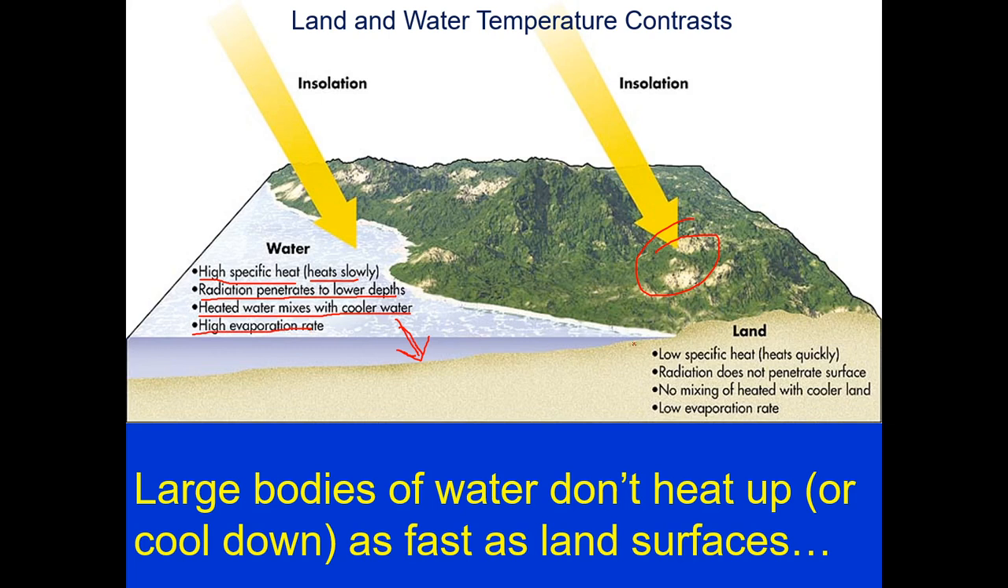On the other hand, land has a low specific heat. It heats up quickly. The radiation can't penetrate the surface, so it's just superficial. There's no mixing of the superficially heated land with the colder land below. You obviously can't mix the land up, and there's no evaporation. So land heats up very quickly, and it loses its heat very quickly. Those factors contribute to the vast disparity between water and land in terms of seasonal variations throughout the year.